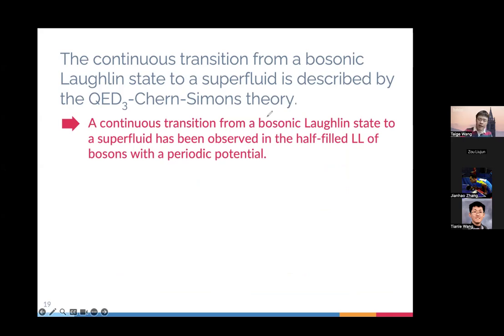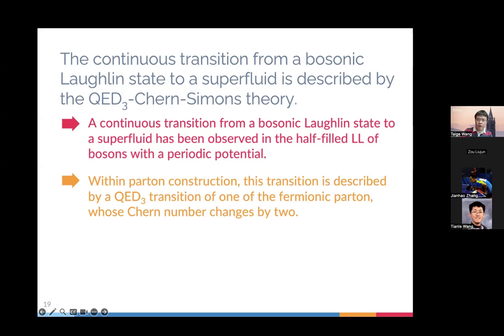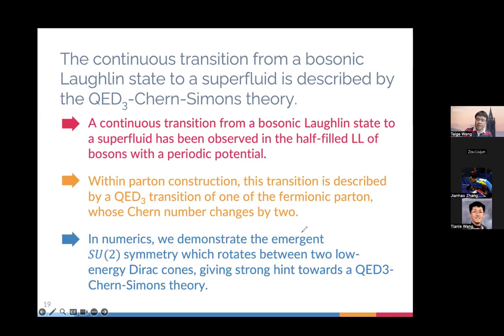And now we can go a step further to look at the nature of the transition. It seems that within parton construction, you get this nice field theory that describes the transition by QED3 Chern-Simons. And an important prediction from that theory will be the emergent SO(2) or actually SO(3) symmetry that rotates between these two low energy Dirac cones. Okay, it's difficult to imagine the SO(3) or SO(2) symmetry would emerge other ways. You kind of need a two species setup to have that symmetry.